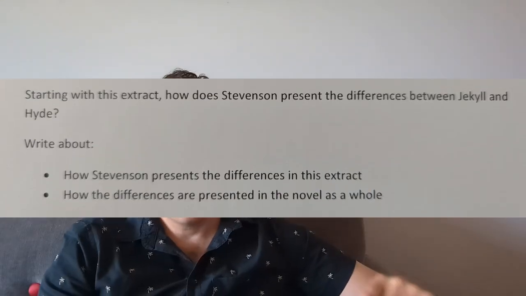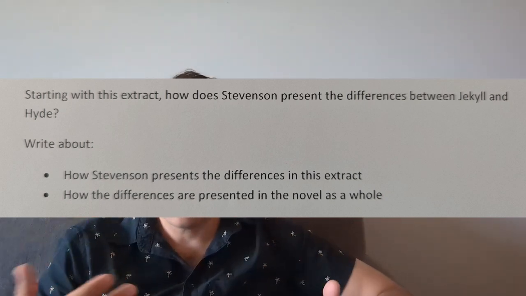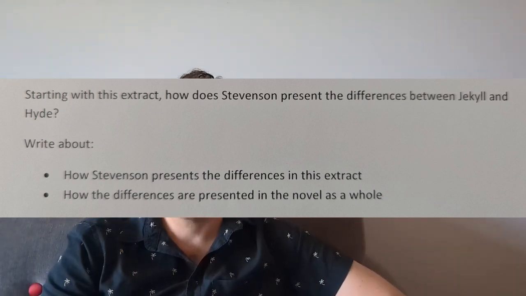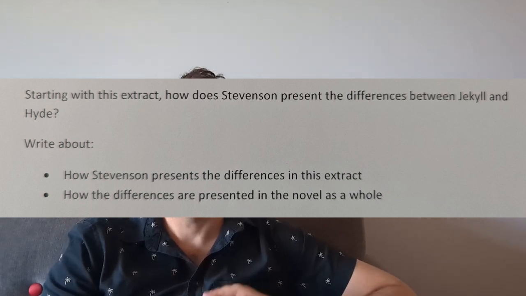Questions look something like this. Starting with this extract, how does Stevenson, or whatever writer, Shakespeare, present the differences between Jekyll and Hyde? And it says down at the bottom, write about how Stevenson presents the differences in this extract and how the differences are presented in the novel as a whole. And it'll always say that. So write about the extract, write about the novel as a whole. And it'll be, how is this character presented, or how is this theme presented, how is anger, ambition, whatever, presented.